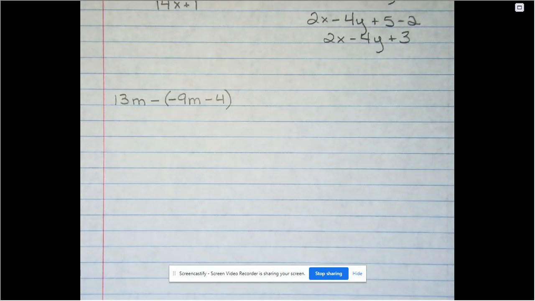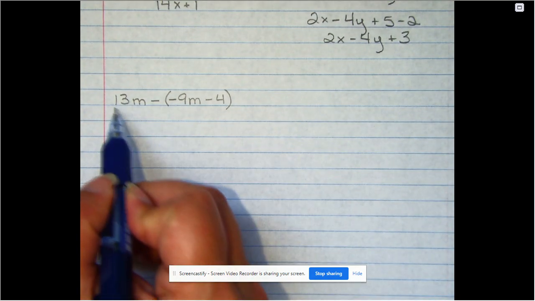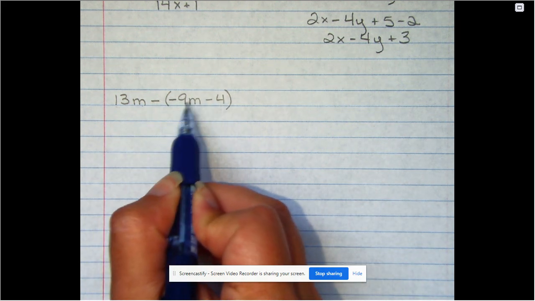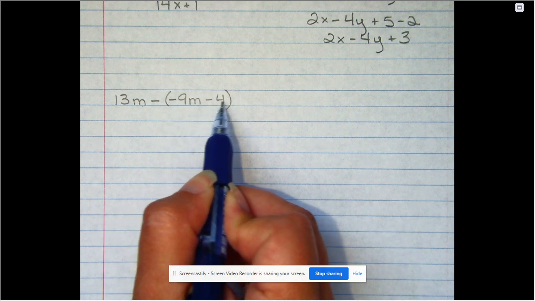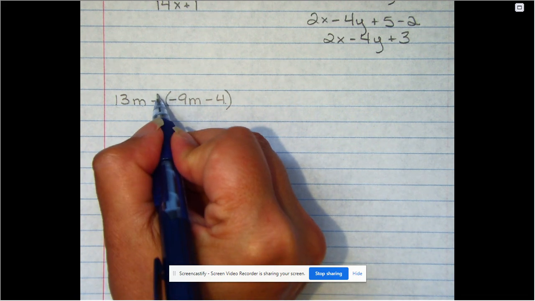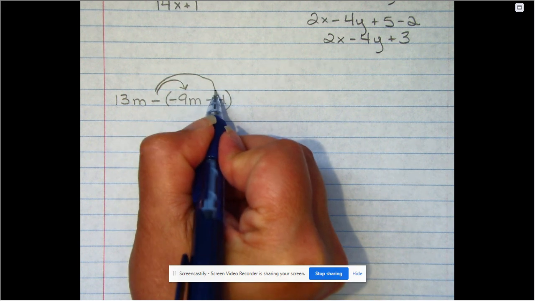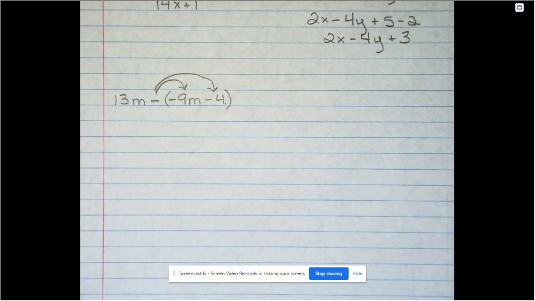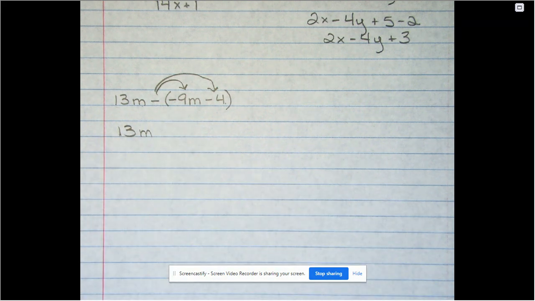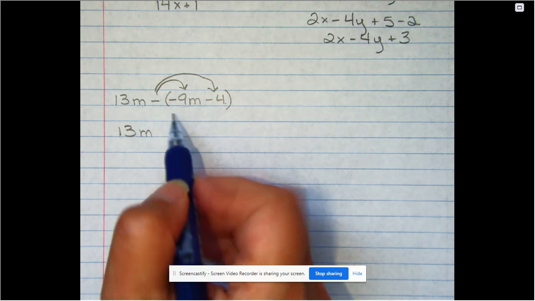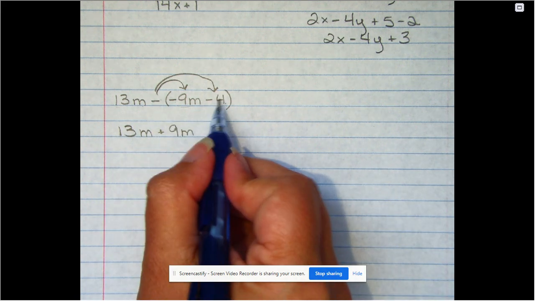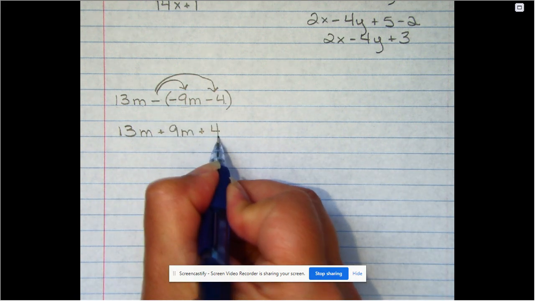Now on this last one, we have one term, 13m, minus the difference of two terms, negative 9m minus 4. Well, we have a negative sign in front of the parentheses, so we know that needs to be distributed to each of these terms. Now I'm going to rewrite. 13m, the opposite of negative 9m is positive 9m. The opposite of negative 4 is positive 4.